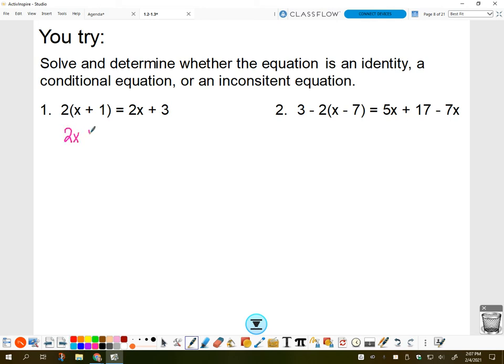Alright, we're going to get 2x plus 2 is equal to 2x plus 3. So 2 is equal to 3. That's no solution, which is inconsistent.